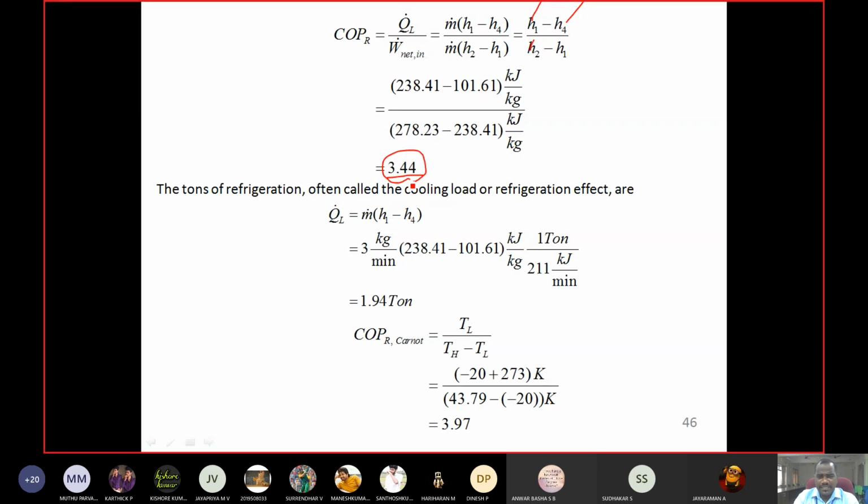Then the tons of refrigeration, often called the cooling load or refrigeration effect, may be calculated with this equation. QL, the heat transfer, will be m dot times H1 minus H4, from the first equation. We are given the m dot value, and we have the H1 and H4 values, so we can find the QL value. So QL will be this value, right? Yes.